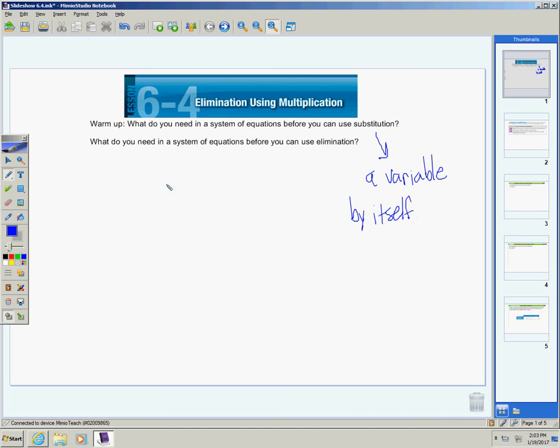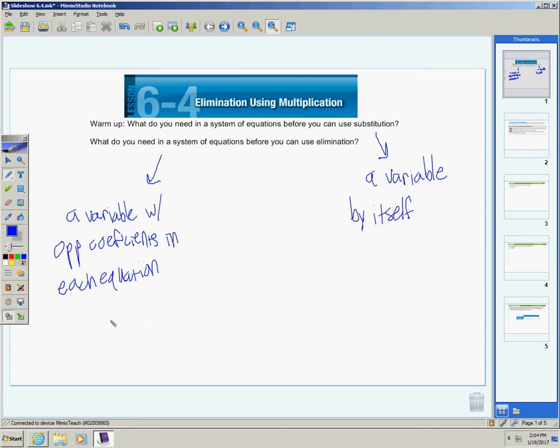And then what did we need before we can use elimination? Well, we needed a variable with opposite coefficients in each equation. Which, for example, that meant one equation had to have negative 2x and the other equation had to have positive 2x. And we wanted that, so when we added them together, they would cancel out and give us 0x.